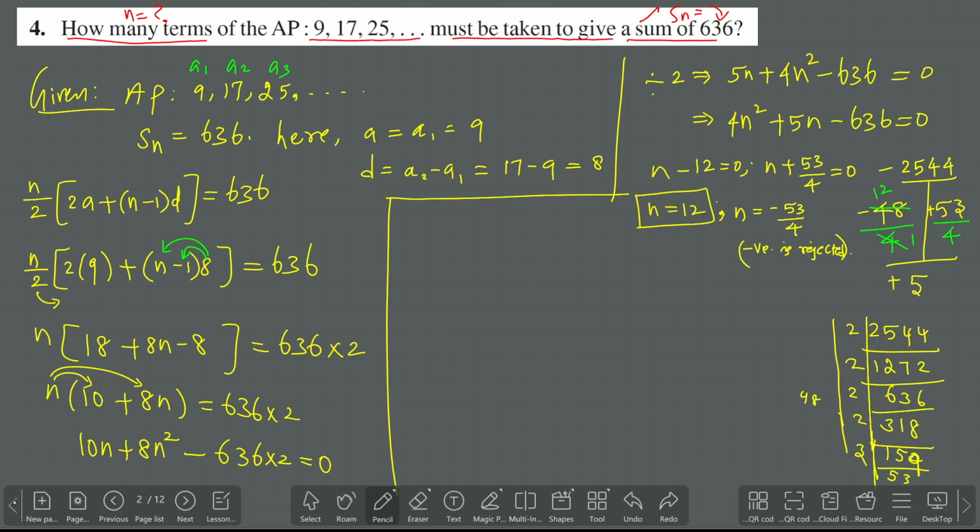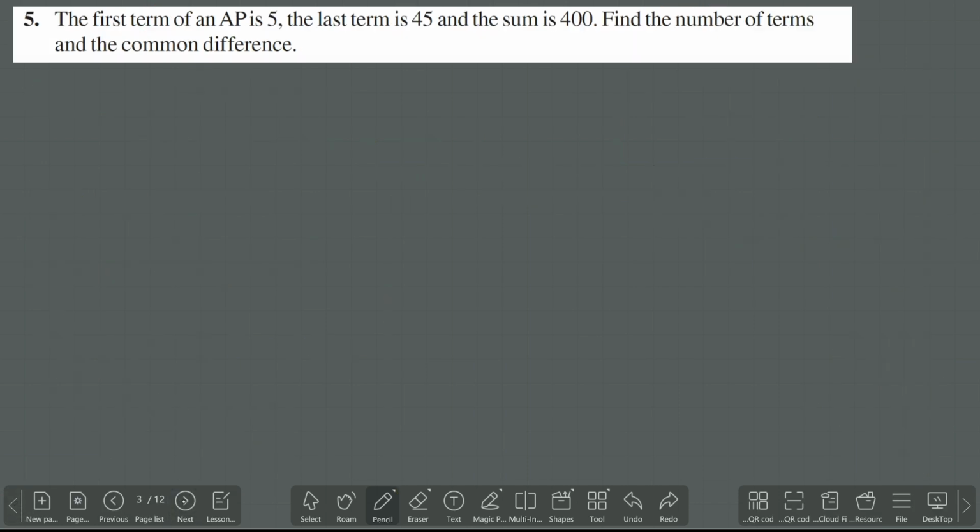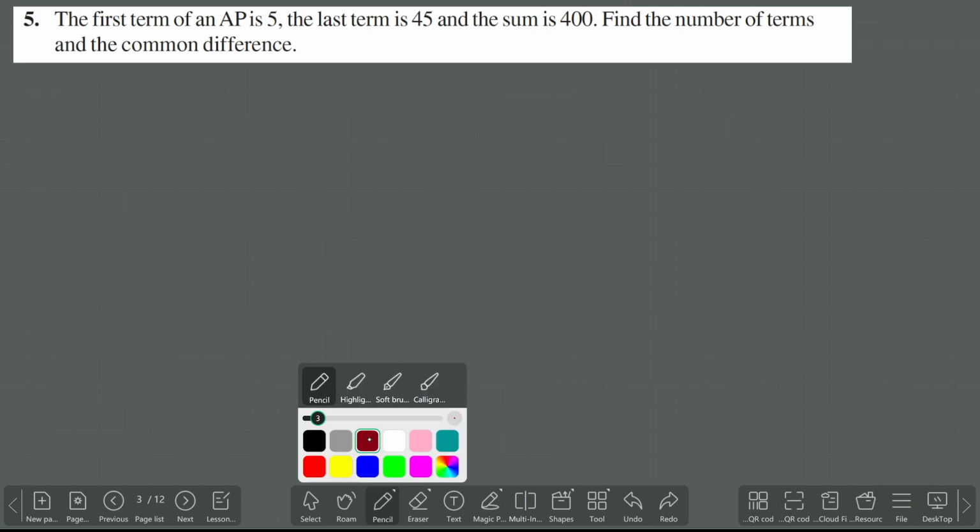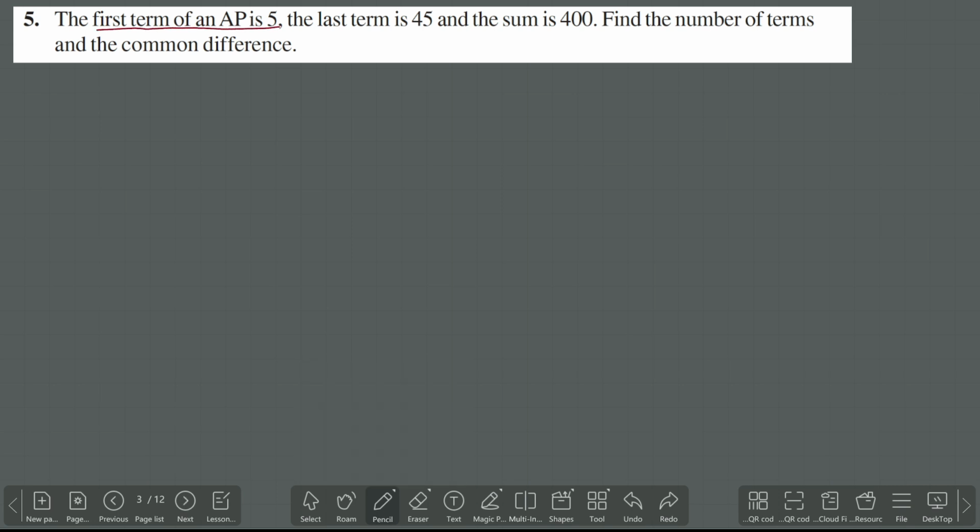Shall we go to the next? Right. What is the fifth one? First term of the AP is 5. That means a equal to 5. Last term is 45. That means l or an is 45. Term means an. Sum is 400, so Sn is 400. Find the number of terms, that means n. Very good. Then the common difference, d. That's it. This is the given details.